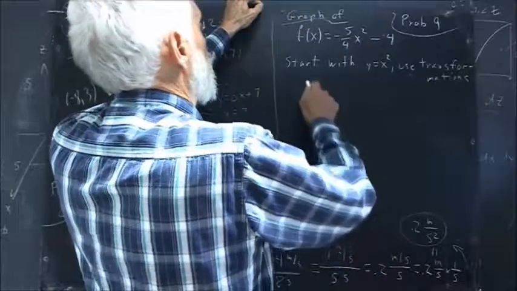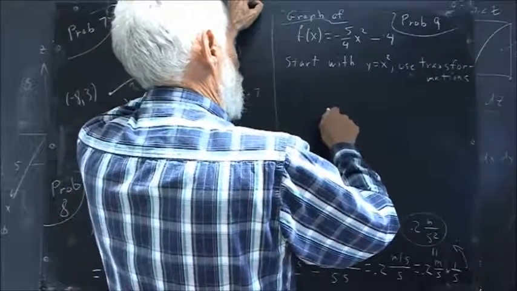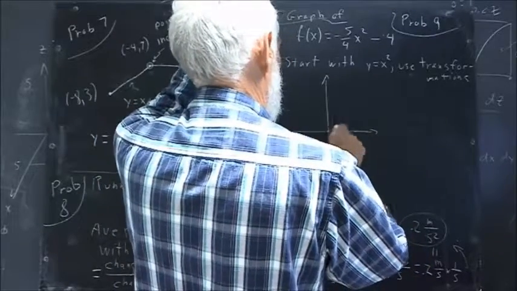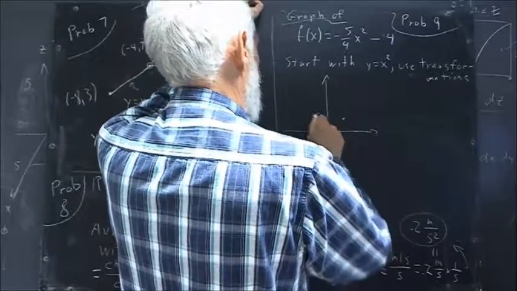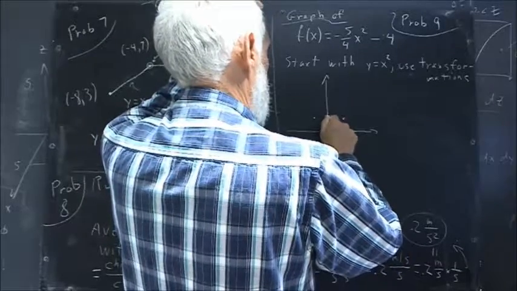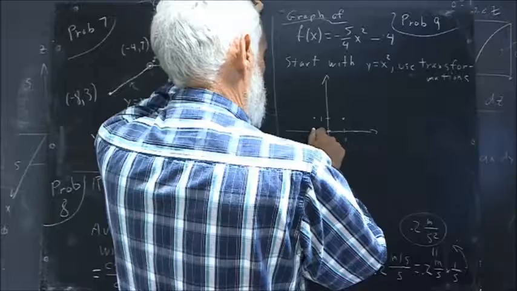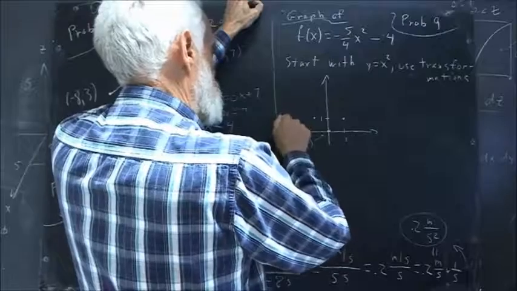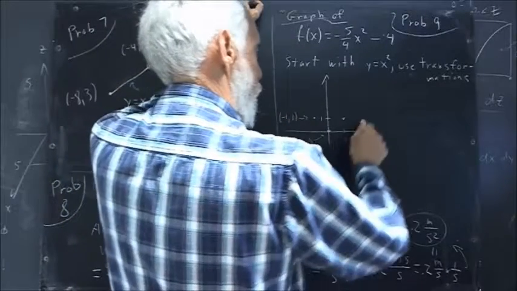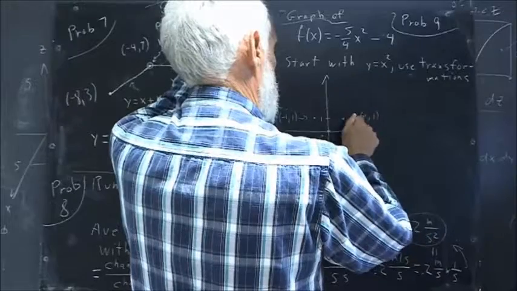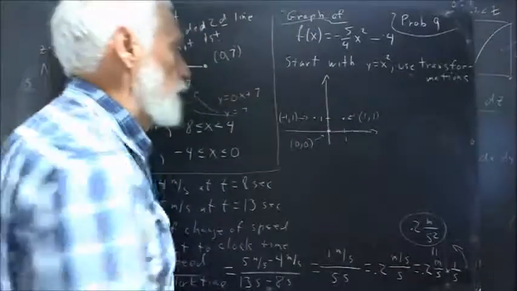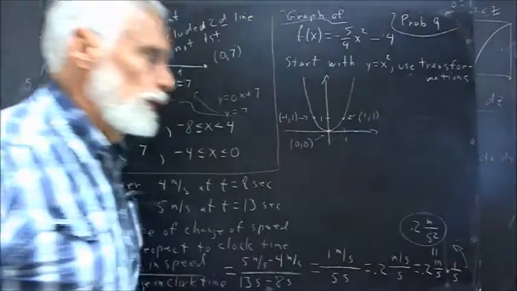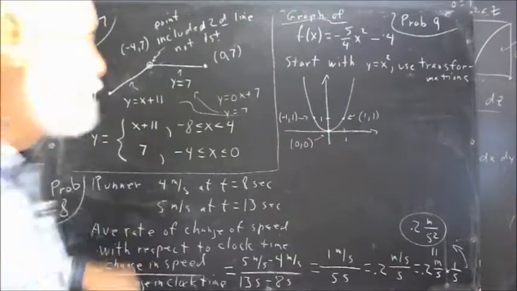So the first thing, let's go ahead and do the basic graph of y equals x squared. Okay, we got one here and one here on the y-axis. So we got the points 0, 0, negative 1, 1, and 1, 1. And our graph will be a parabola passing through those points.